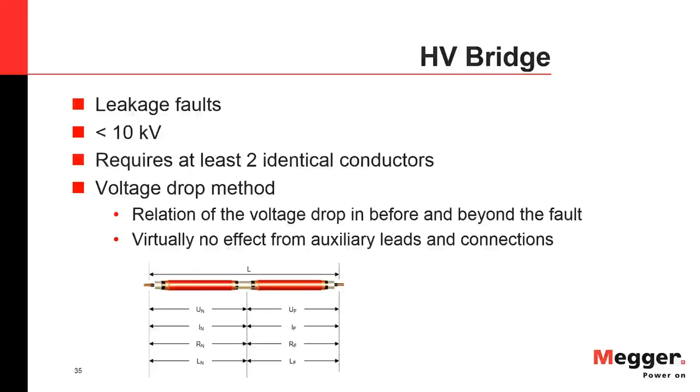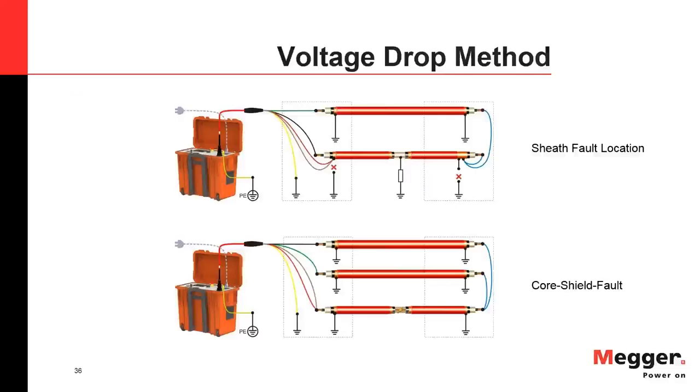So I gave you two connection diagrams. Keep in mind, if you need more accuracy, you always need two auxiliary wires, two auxiliary cables. For the sheath fault, for instance, on top, there's also a configuration possible, like in the bottom, where you use the additional phase to get more accuracy. Those two pictures just briefly show you that the bridge is able to do two different types of location. You can have a sheath fault, which is a jacket fault, shield to ground through the jacket, or you can have a core to shield fault, from the center conductor to the shield, which can also be fault located with the bridge.